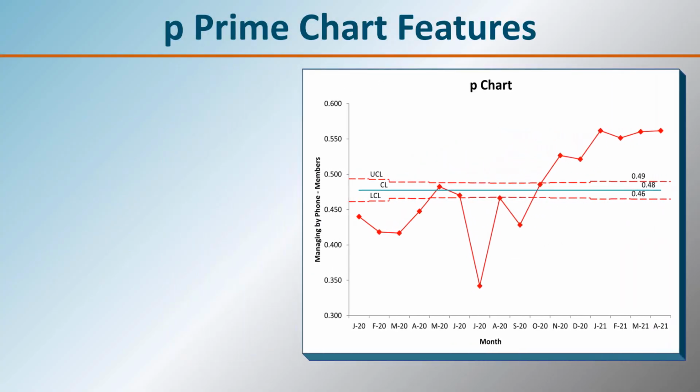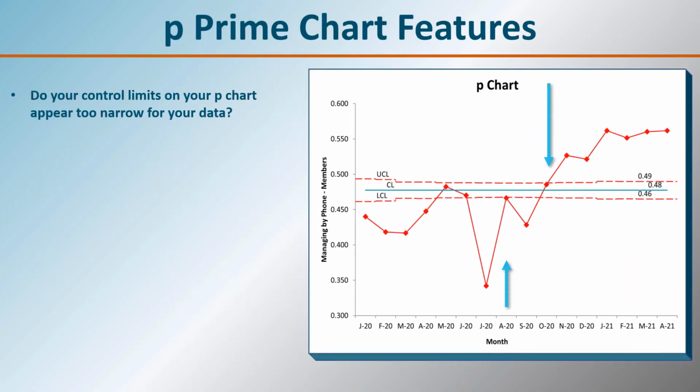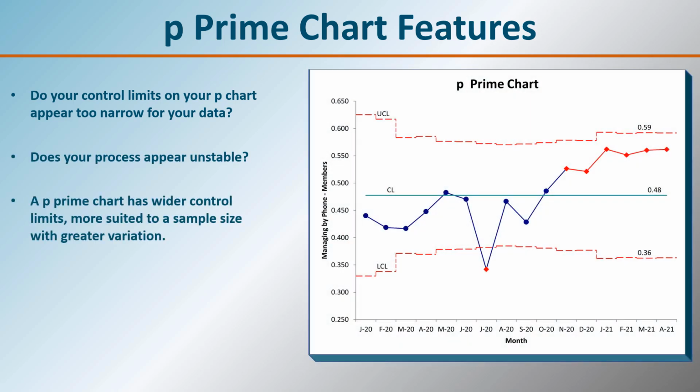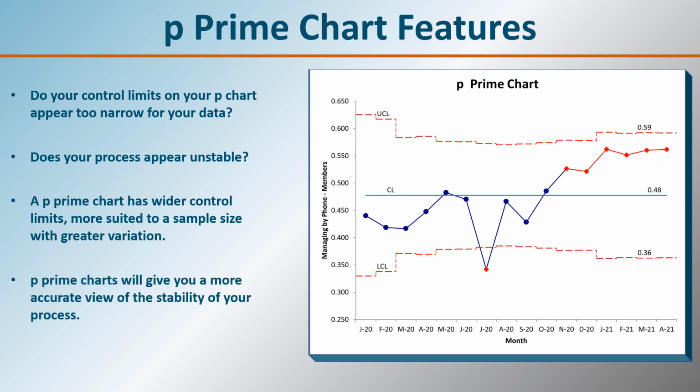Do your control limits on your p-chart appear too narrow for your data? Does your process appear unstable? The p-prime chart has wider control limits more suited to a sample size with greater variation. P-prime charts will give you a more accurate view of the stability of your process.